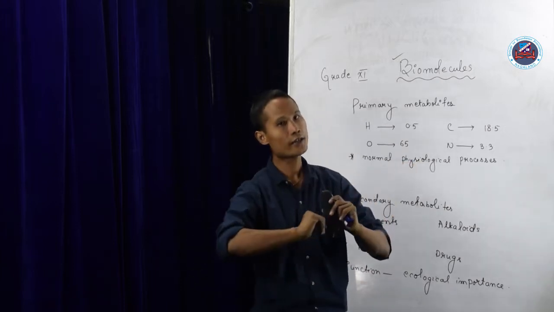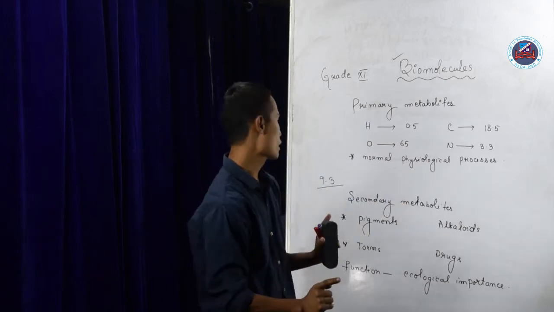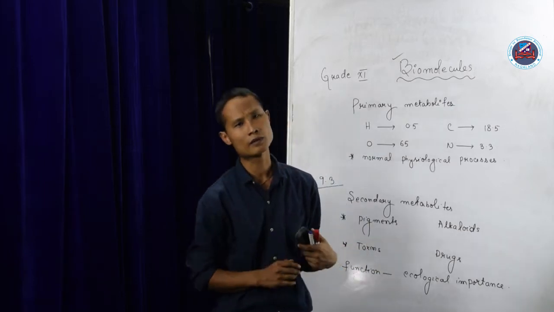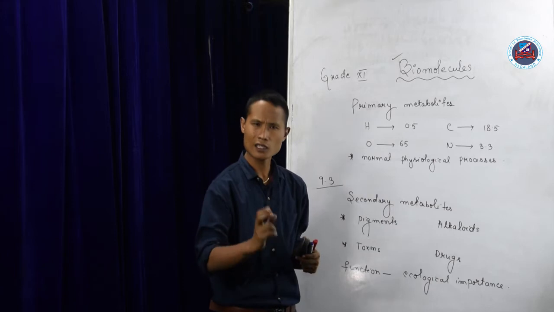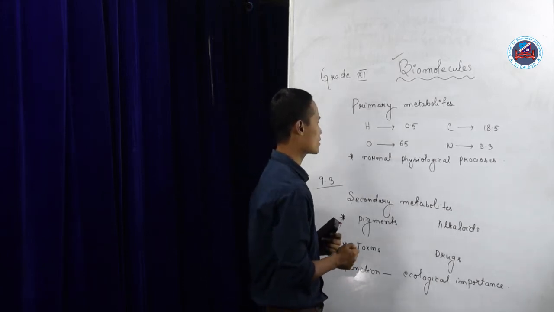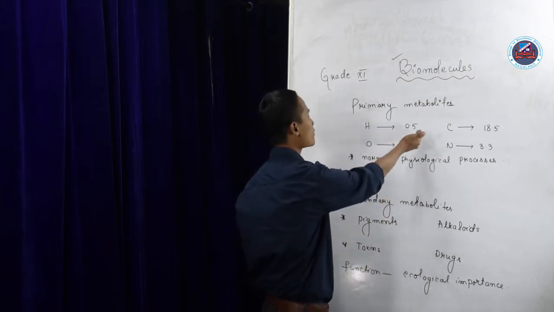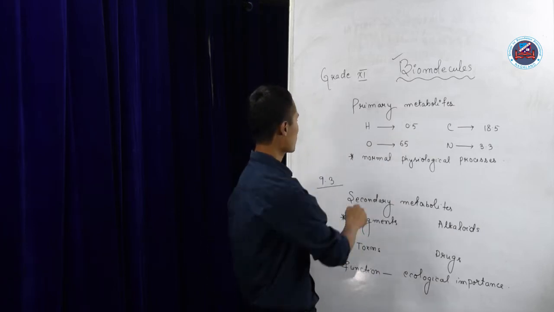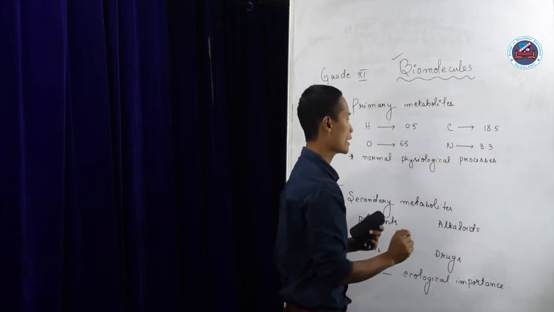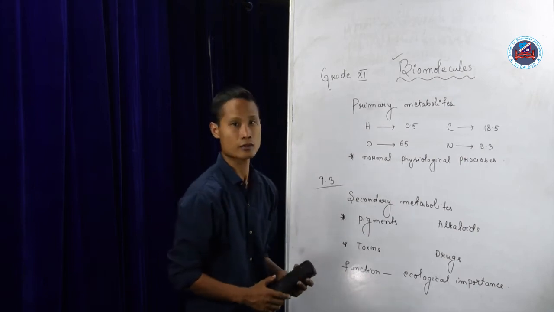in your textbook, okay? And even if you compare these two, the earth crust and the living system, the compositions are almost the same. We find the same elements, but there may be some variation in the amount, okay? So if you see primary metabolites in the biomolecules, in the living system, we find hydrogen at around 0.5%, oxygen as 65, carbon as 18.5, and nitrogen as 3.3, okay? The percentage composition is very important, you must know it, okay?